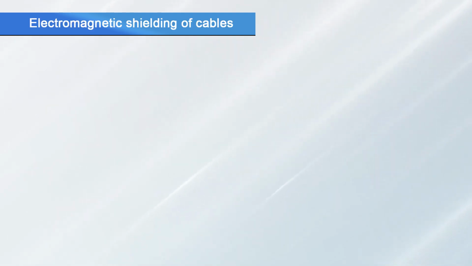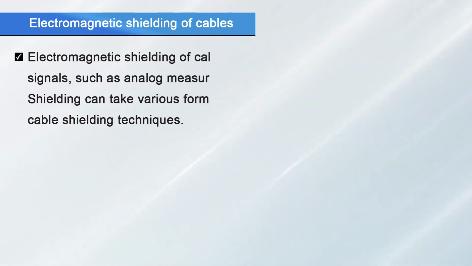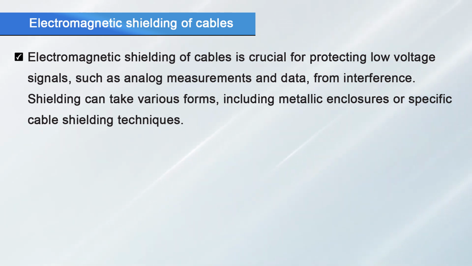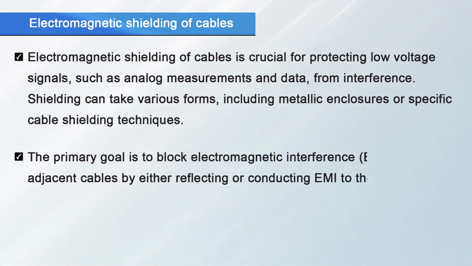Next, talk about the electromagnetic shielding of cables. The electromagnetic shielding of cables is crucial for protecting the low voltage signals such as analog measurements and data from the interference. Shielding can take various forms, which include the metallic enclosures or specific cable shielding techniques. The primary goal is to block the electromagnetic interference between the adjacent cables by either reflecting or conducting the electromagnetic interference to the proper ground.